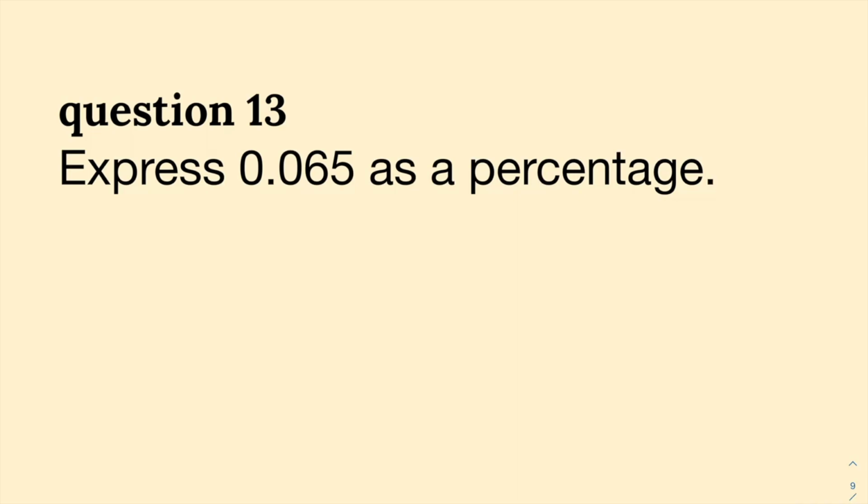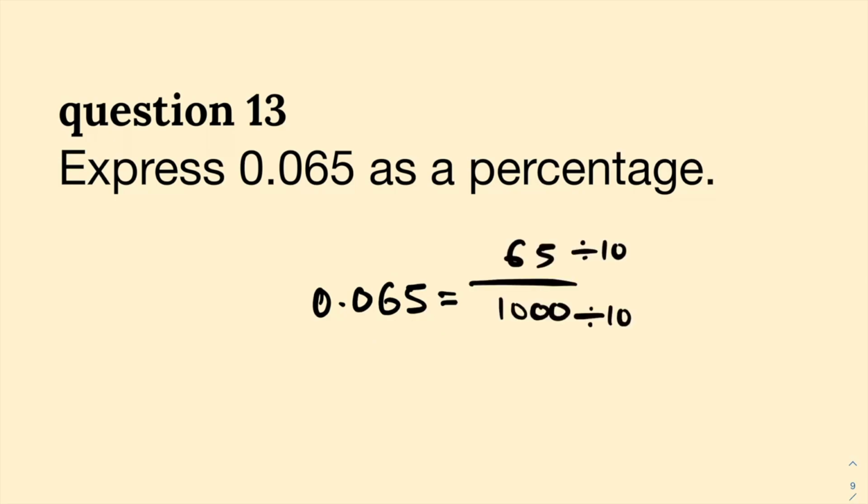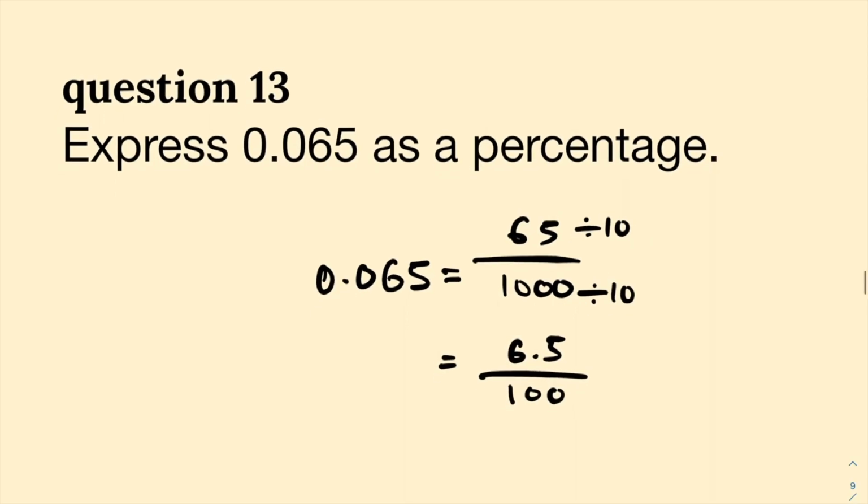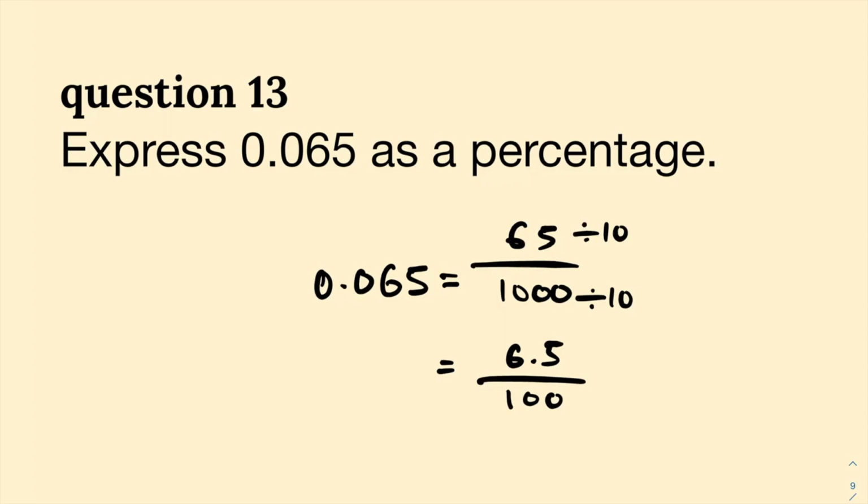0.065 as a percentage. Well, given that as a decimal, let's write it as a fraction first. So 0.065, well, I see 3 decimal places, 1, 2, 3, which means it's 65/1000. 3 decimal places, 3 zeros. Now, we would like our denominator to be 100, which means we'll divide by 10, divide by 10. And dividing by 10 at the top means jumping the decimal point 1 step to the left, giving us 6.5/100, which means we can write that as 6.5%.